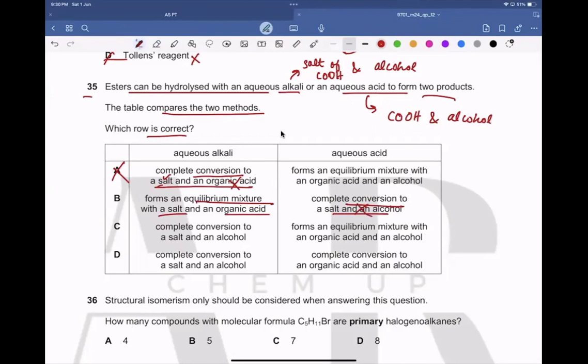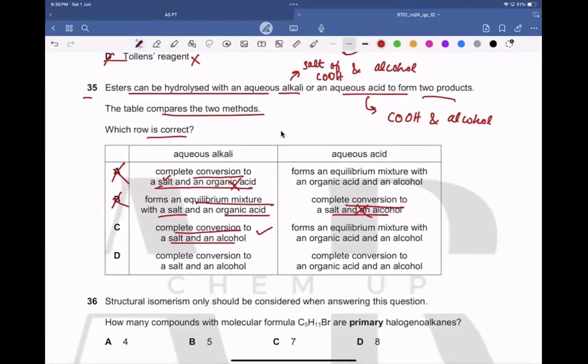Complete conversion of salt to an alcohol. No, D goes wrong as well. Complete conversion to a salt and an alcohol. Yeah, because a carboxylic acid salt is formed and alcohol is formed. The aqueous acid forms an equilibrium mixture with an organic acid and alcohol. Yeah, organic acid and alcohol are formed and the ester is there, so there is an equilibrium mixture as well. So C seems correct. Complete conversion to an organic acid and an alcohol? No, it's not a complete conversion over there. So C is the correct answer. Is this clear to all of you?